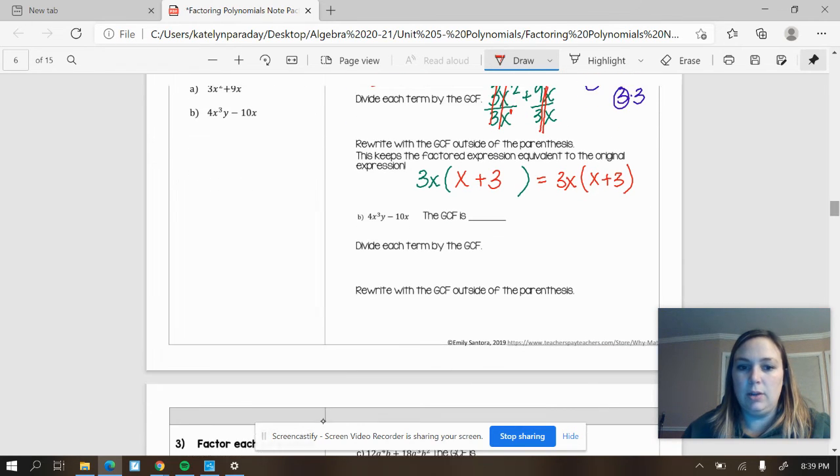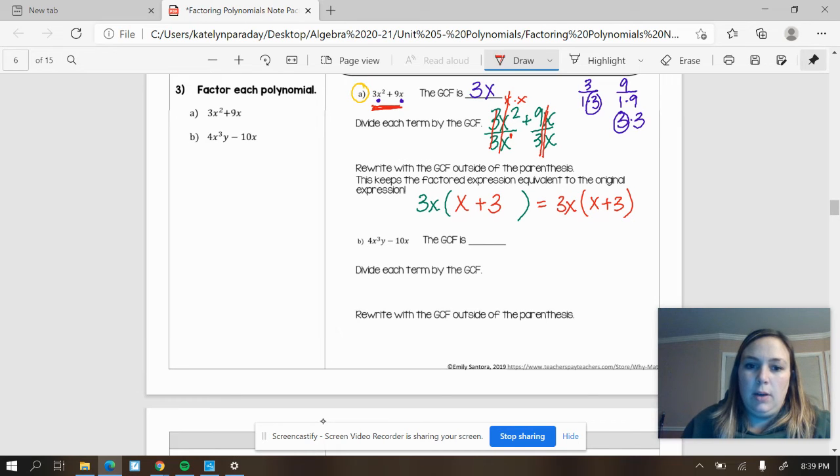All right, so another example. 4 and 10 are my numbers. So 4 is 1 times 4, 2 times 2. 10 is 1 times 10, 2 times 5. So what number do they have in common? The biggest number they have in common is that 2.